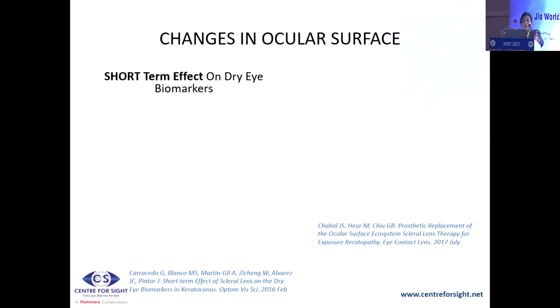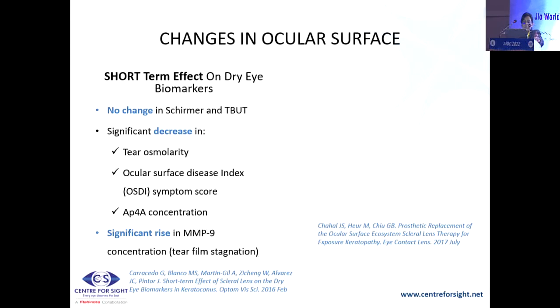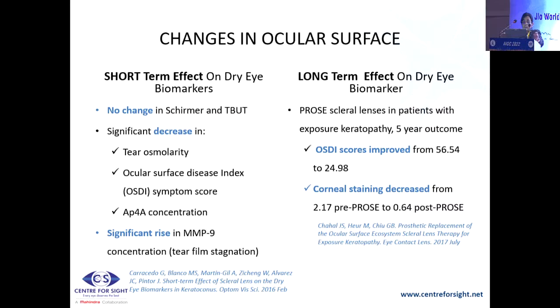Now, are there any long-term or short-term changes to the ocular surface by the use of these lenses? The short-term effects on dry eye biomarkers: there is no change in the Schirmer or the TBUT, but there is a decrease in the tear osmolarity and the OSDI symptom score, that is the Ocular Surface Disease Index. There is a significant rise in the matrix metalloproteinase 9 concentration in the tear film. Regarding the long-term effect, the study says that with the use of PROSE scleral lenses there was improved OSDI score from 56.54 to 24.98%, and the corneal staining patterns were decreased.